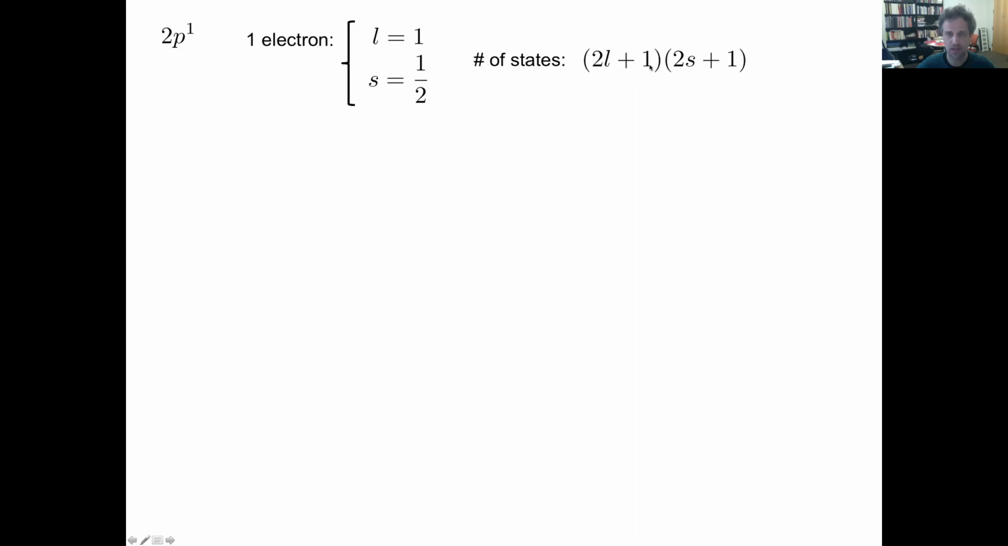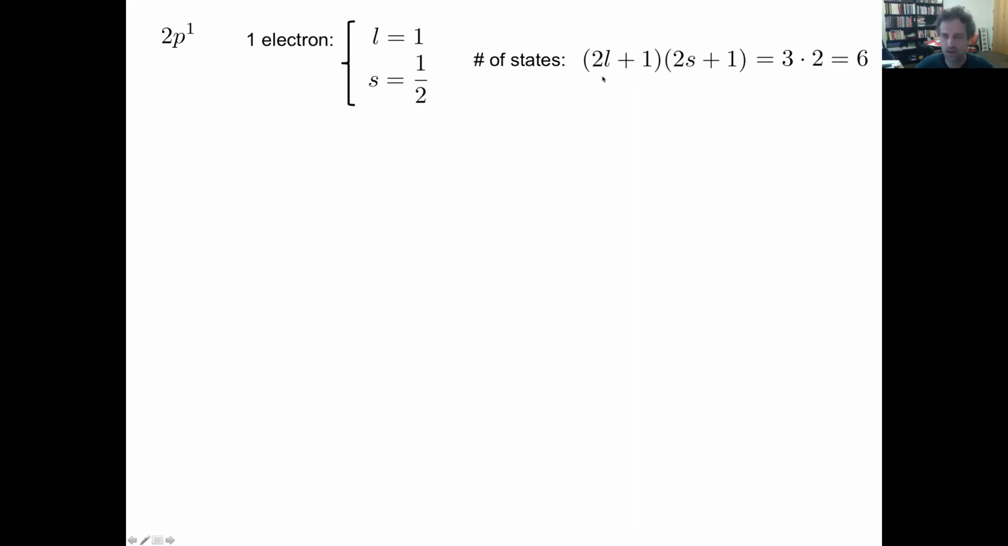So this is basically the number of states the electron can be in based on the fact that it has orbital angular momentum, and these are the number of states it can be in based on the fact that it has spin angular momentum. So 2L plus 1, 2 times 1 plus 1 equals 3. And 2 times half plus 1 is 2. So 3 times 2 equals 6. So there are 6 states in which this electron can sit. Now this, again, may look like a little abracadabra to you. Where is this coming from?